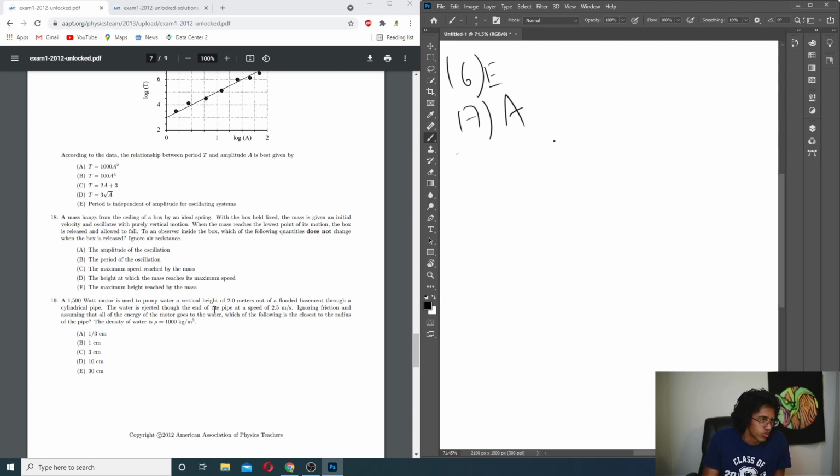So the box is released when the mass reaches its lowest point of motion. The period should not change, for the same reason we said before. Actually, the equilibrium position just changes, right? Maximum speed might change. Height at which it reaches its maximum speed might change. I'm pretty sure that's what it's gonna be, right? Because essentially you're just changing where the equilibrium position is.